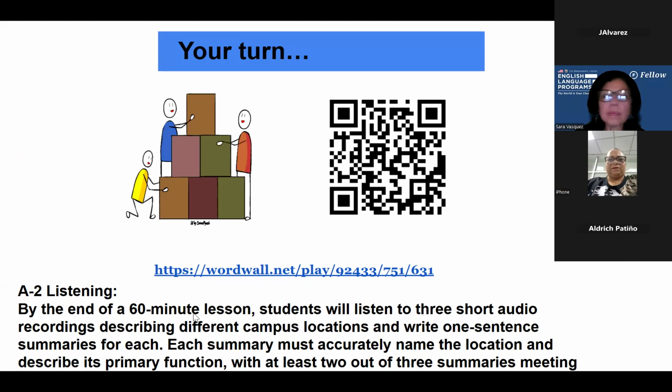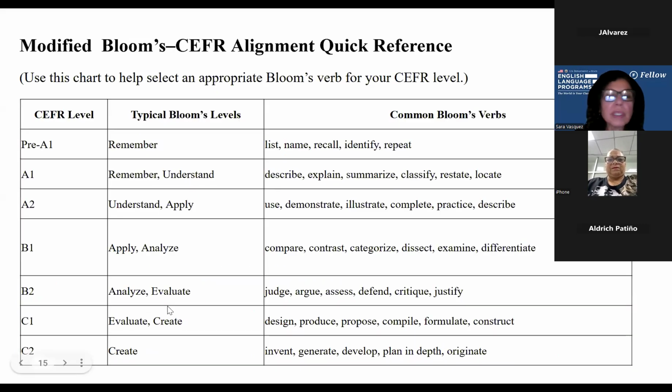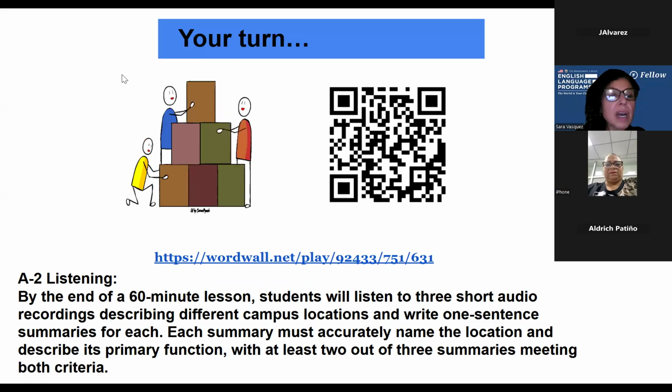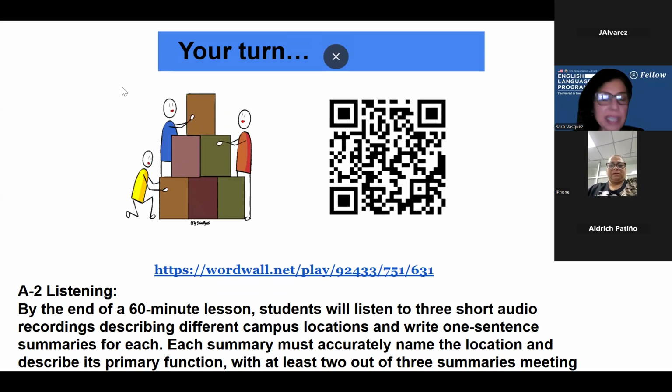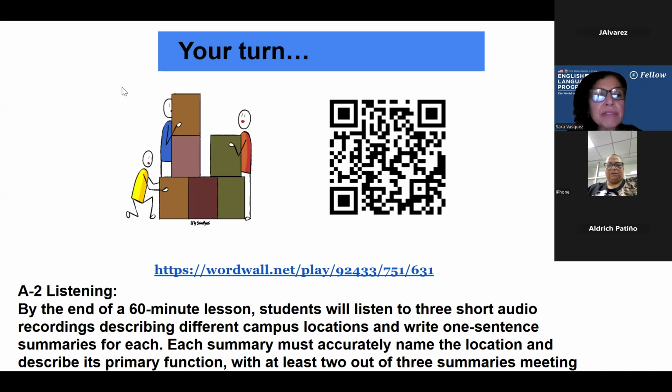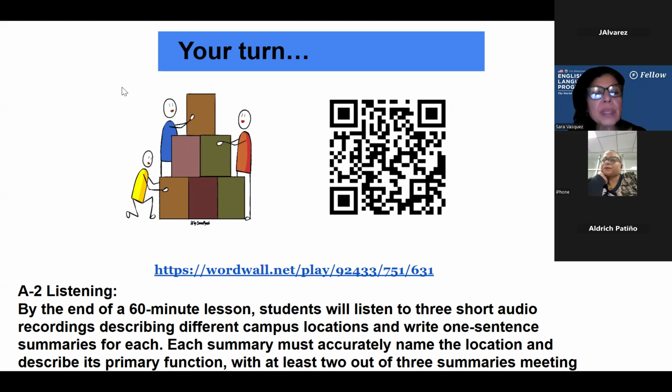That we are going to read. I can read it if you want. Okay, Joanne, read it. So this is an A2 level listening objective. It says: by the end of a 60-minute lesson, students will listen to 3 short audio recordings describing different campus locations and write 1-sentence summaries for each. Each summary must accurately name the location and describe its primary function, with at least 2 out of 3 summaries meeting the criteria.